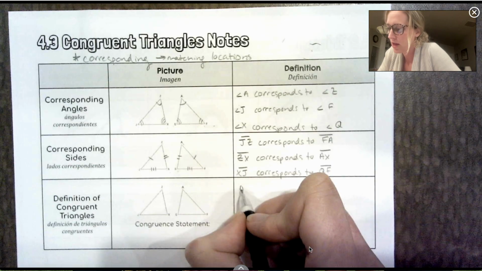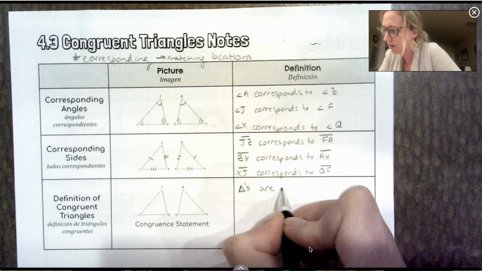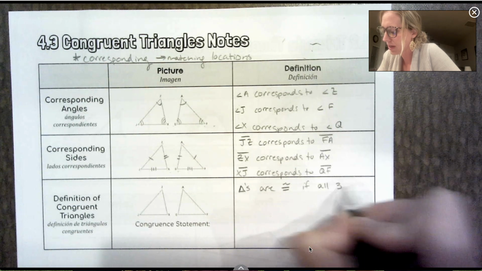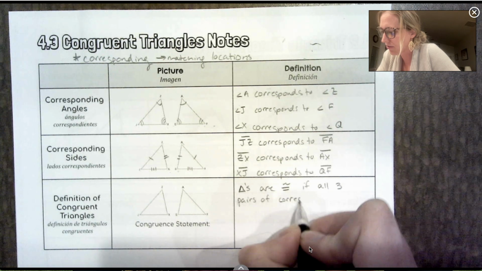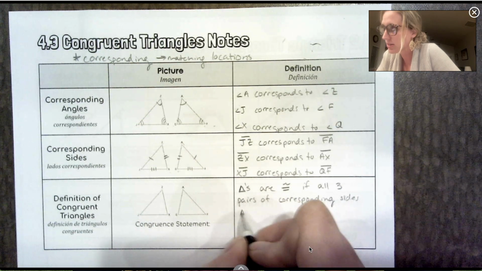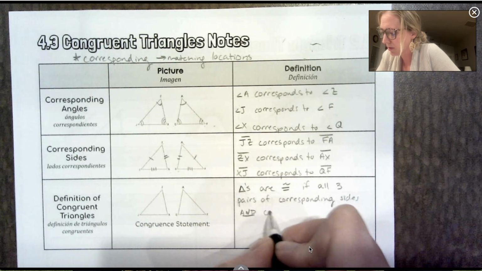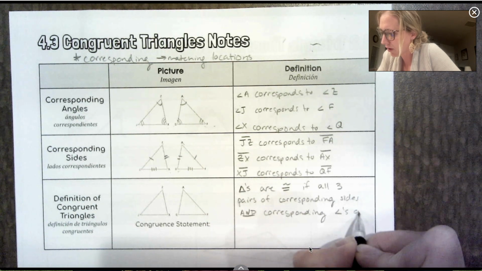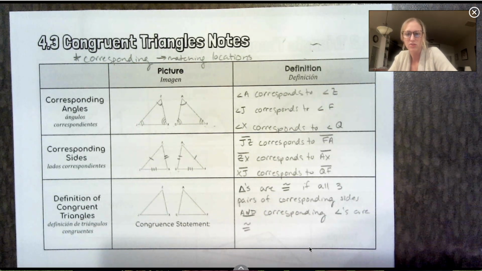So I'm going to say, triangles, I'm going to use a triangle symbol. Triangles are congruent if all 3 pairs of corresponding sides and, so it has to be both, corresponding angles are congruent. That is enough to say that those triangles are congruent.